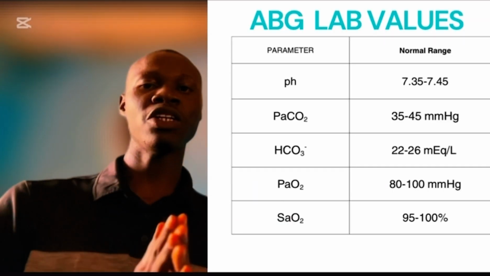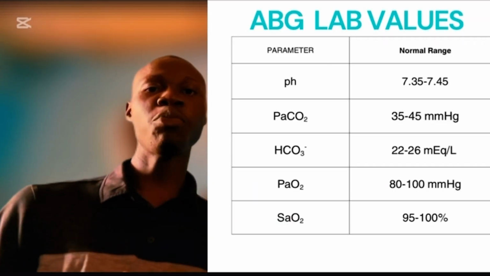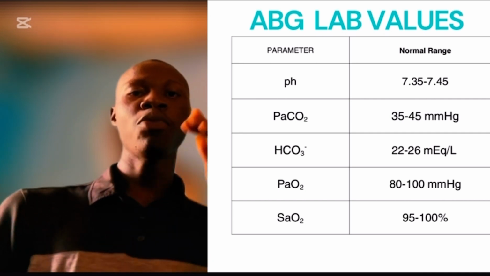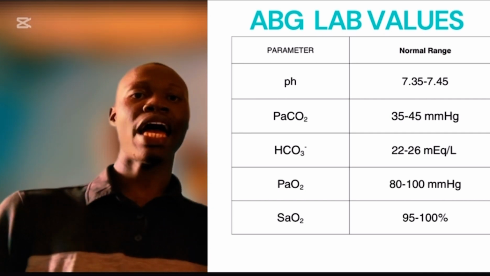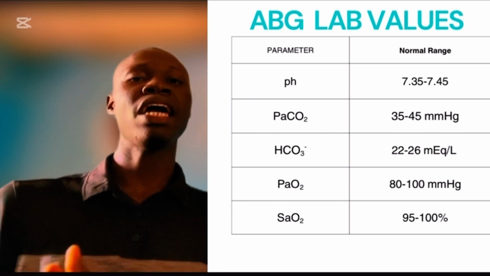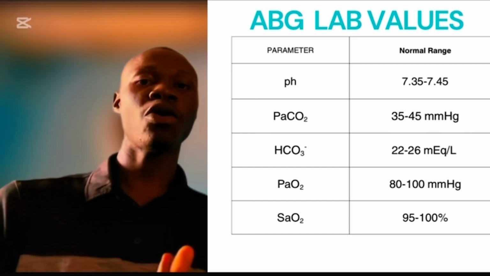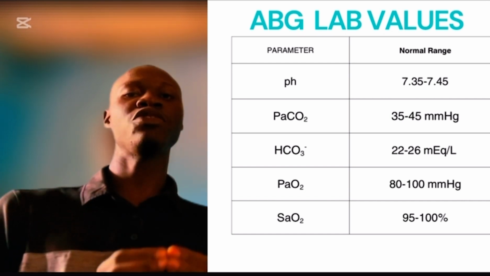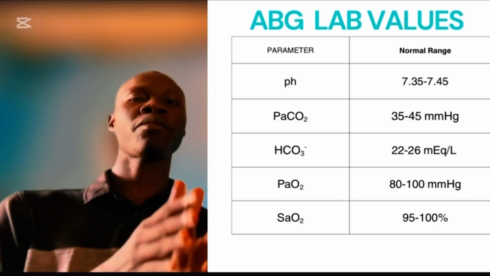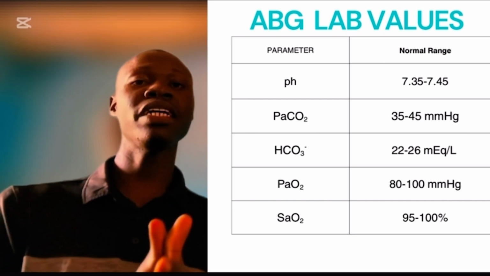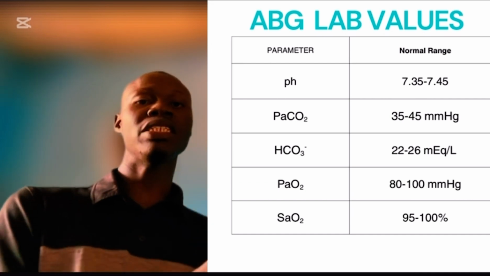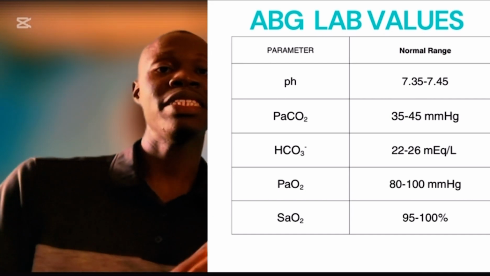We have the pH, which is regulated to be between 7.35 to 7.45. So any level above 7.45 is alkalosis, and any value below 7.35 is acidosis. And we also have the partial pressure of carbon dioxide, whose level is from 35 to 45 millimeters of mercury. And then we have the bicarbonate level, which is regulated to be within 22 to 26 milliequivalents per liter.